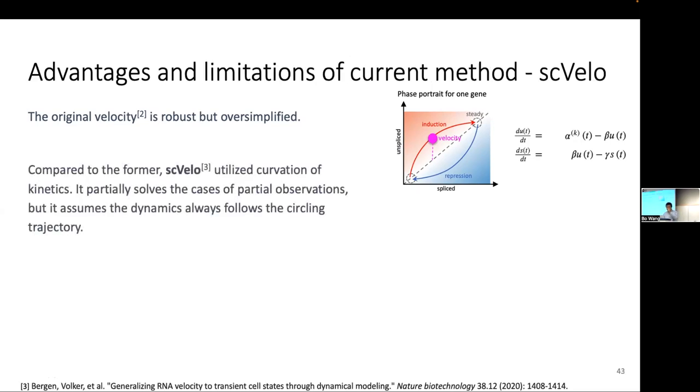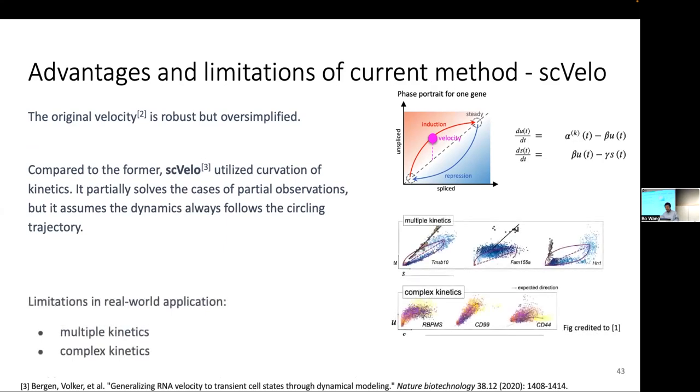Then the same team that came up with the original velocity came up with a new improved version called scVelo. Basically, it wants to relax the strong assumption, saying just one of the parameters can depend on different cell types. However, it still holds many strong assumptions that many other parameters are constant across different cells and different genes.